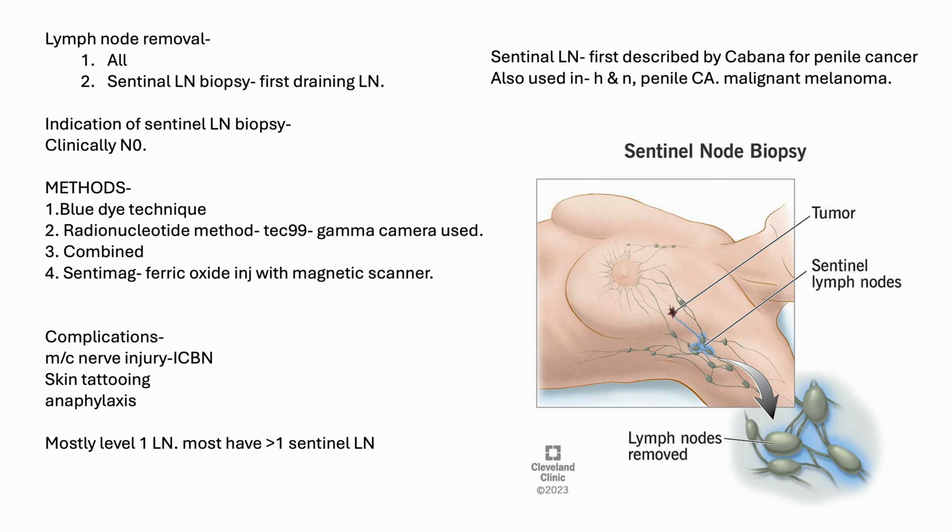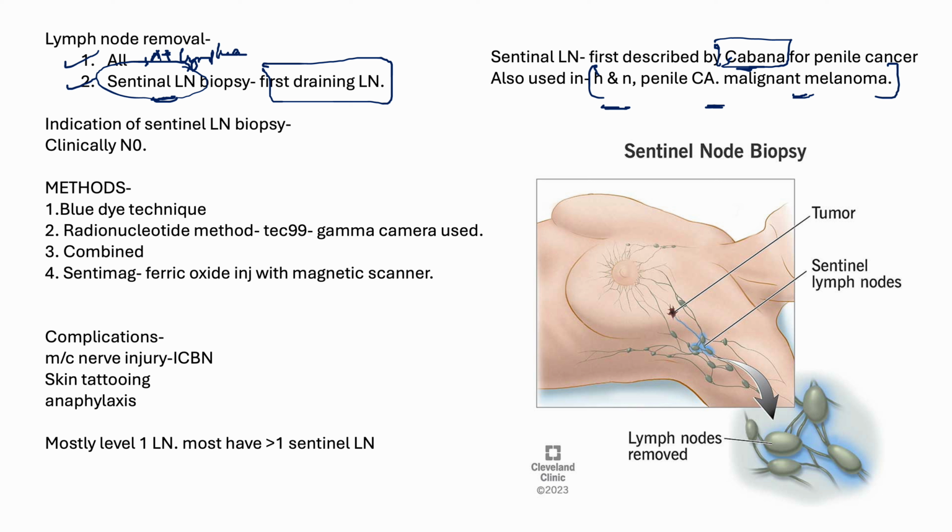Now coming to lymph node removal, you can remove all the lymph nodes. However, this increases the risk of lymphedema. Or you can selectively remove those lymph nodes which are involved, like in sentinel lymph node biopsy, right? What is a sentinel lymph node? The first draining lymph node is the sentinel lymph node. It was first described by Cabanas for penile cancer. It is also used in head and neck carcinomas, penile carcinoma, and malignant melanoma. In these kinds of malignancies, sentinel lymph node biopsy comes into play.